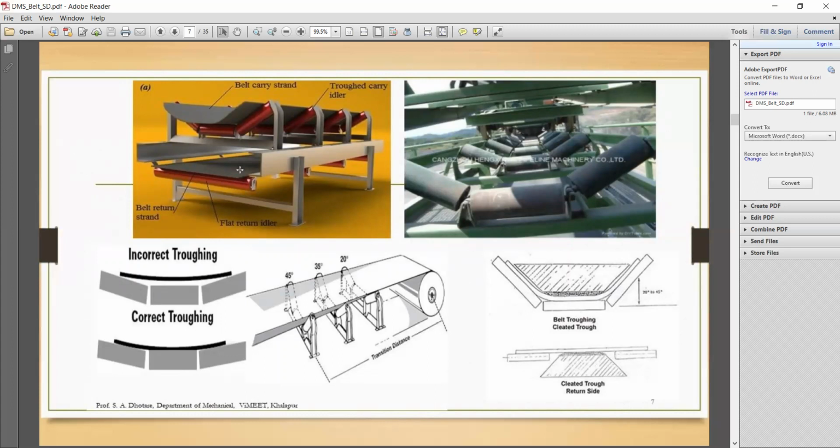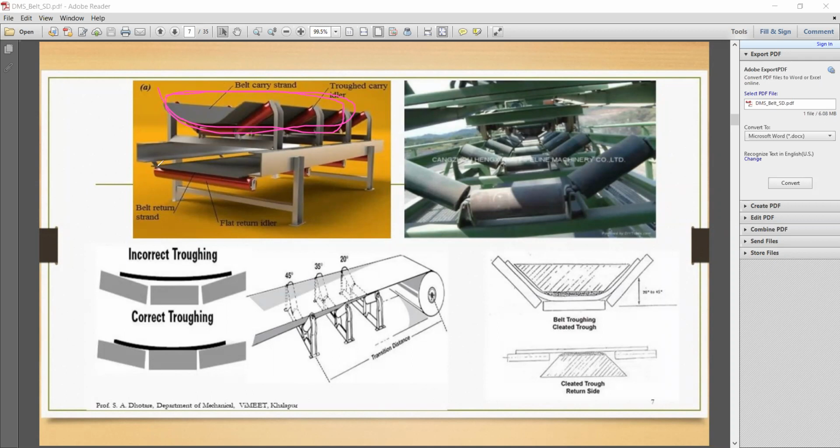मतलब क्या है कि जो भी ट्रफिंग आइडलर्स हम लोग इंस्टॉल करेंगे वो सिर्फ अपर रन पे ही करेंगे जहाँ पे एक्चुअल मटेरियल कैरी होता है. In the bottom, it is properly flat. You can look at over here, I just marked it. In this upper run segment, the troughing idlers are mounted, and the conveying belt is placed on them.